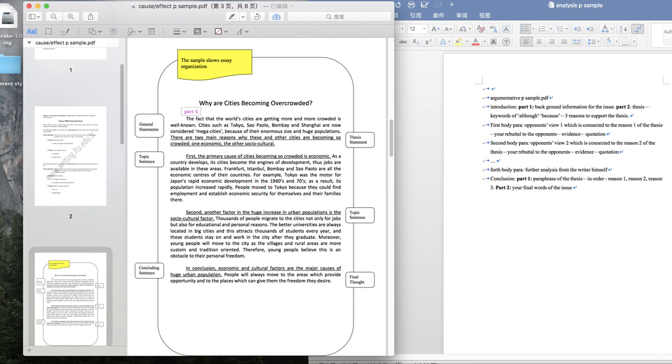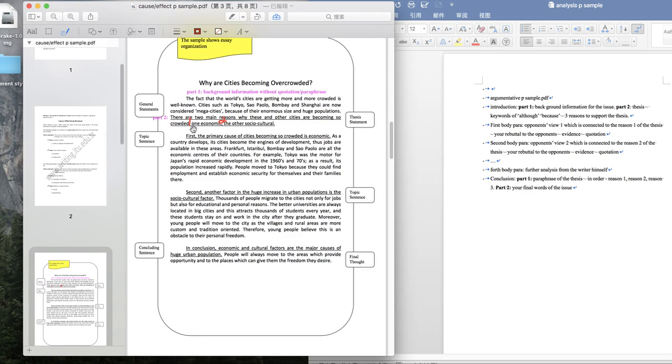For part 1, they all provided background information without quotation or paraphrase. Correct? And then this is part 2. Part 2 is the thesis. Correct? Or you can say general statements, or background information. Reason, so it provided reasons. This is reason 1, economic issue. Reason 2, socio-cultural issue.